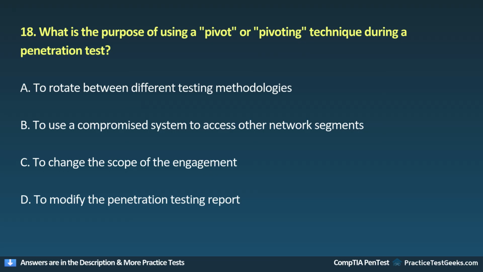18. What is the purpose of using a pivot or pivoting technique during a penetration test? A. To rotate between different testing methodologies. B. To use a compromised system to access other network segments. C. To change the scope of the engagement. D. To modify the penetration testing report.